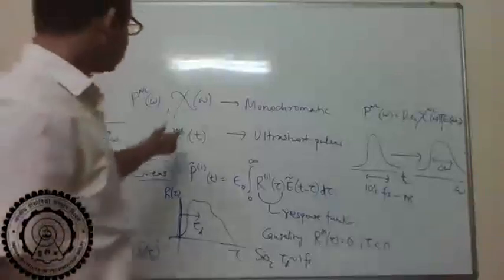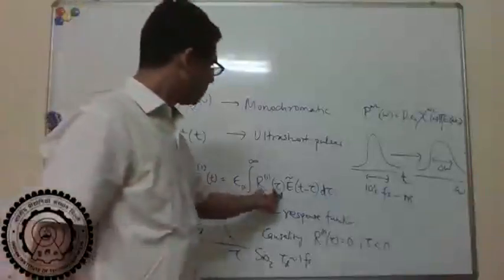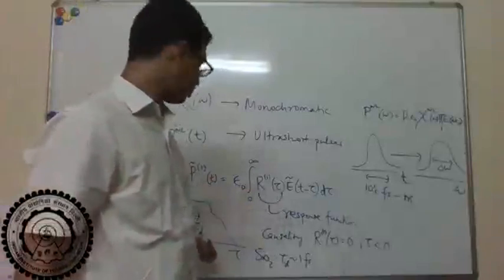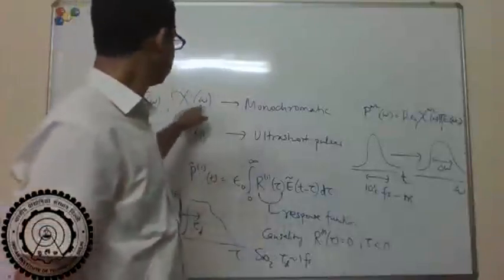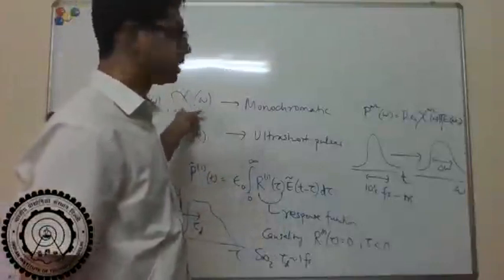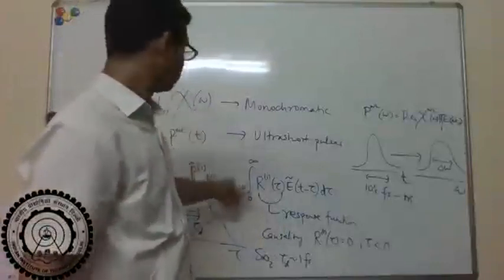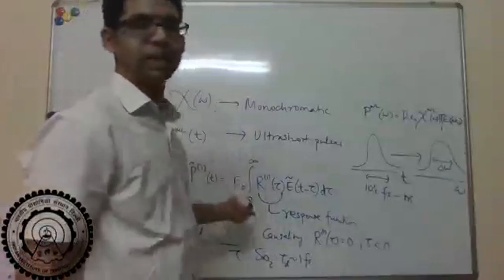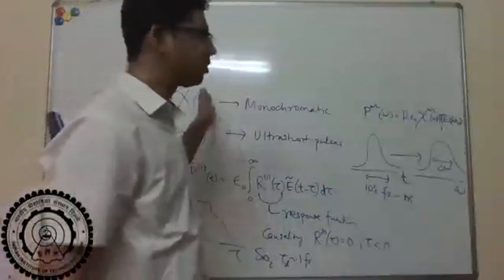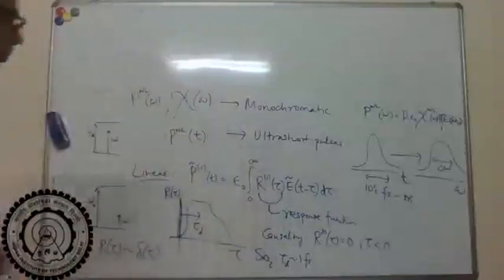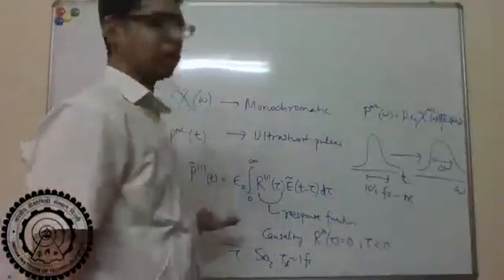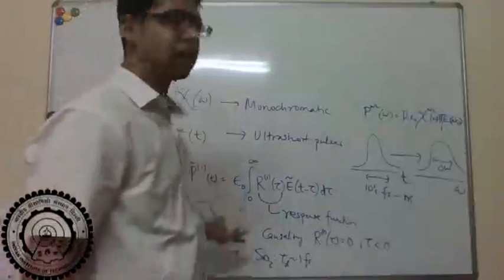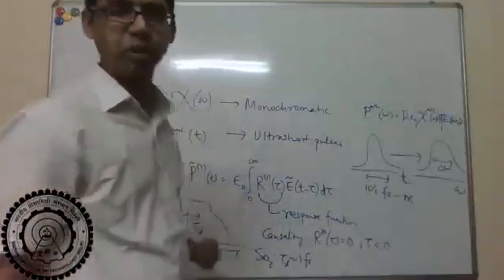Okay, so of course there is some relation between this time domain response function of the material and the frequency domain value of the susceptibility, right? Both of them are describing the same thing, one in time domain, one in frequency domain. So there is some relationship, and of course you can a priori guess that there has to be some kind of Fourier transform relationship between the two, right?